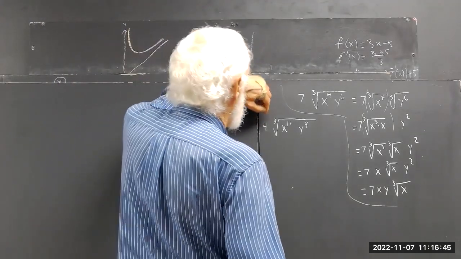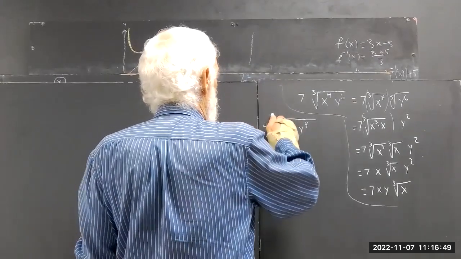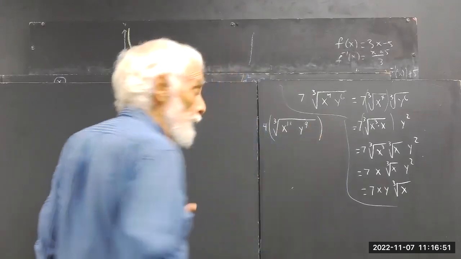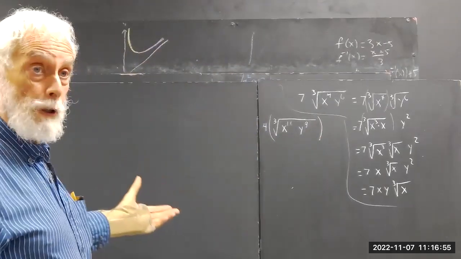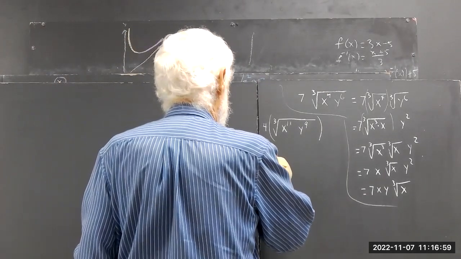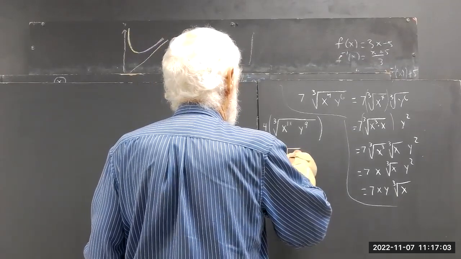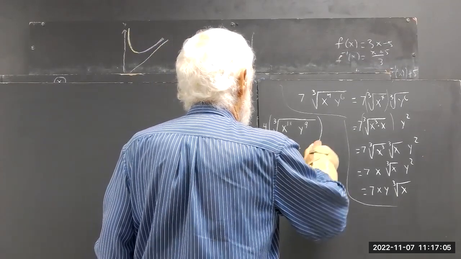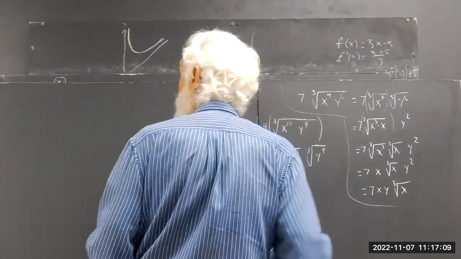Well, this means 4 multiplied by this. So the cube root doesn't affect the 4 at all. Matter of fact, I could put parentheses around this and it'd be the same thing. So that 4 just goes along for the ride. Then we want to write this as 4 times the cube root of x to the 11th, that's the cube root of y to the 9th.